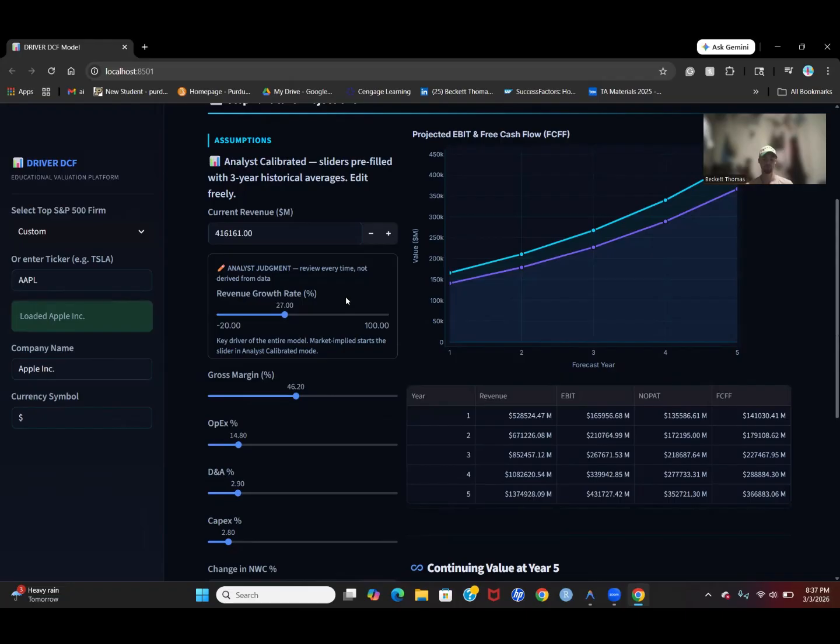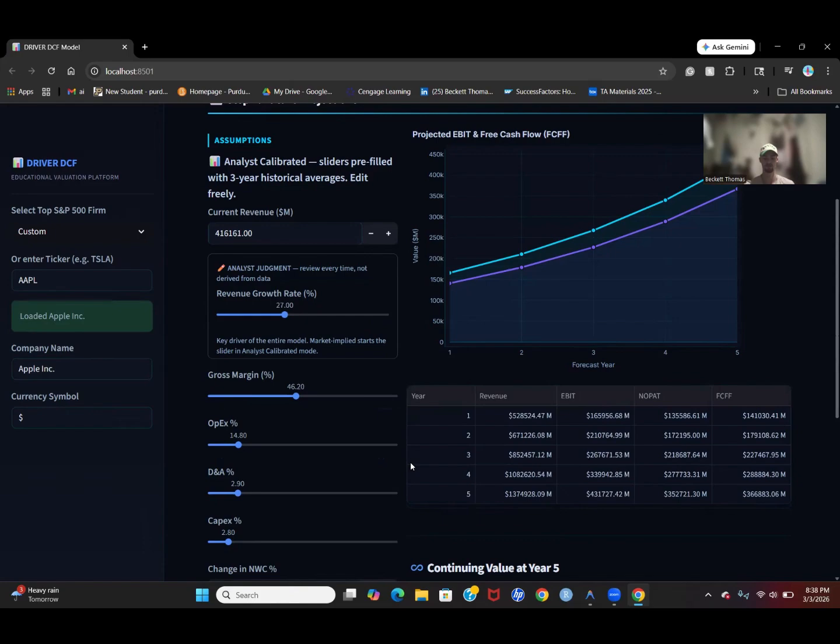Our gross margin. Apple runs at about 46.2% gross margin historically. This is high for a hardware company or a technology company because of their services revenue mix. Our operating expenditures. This captures SG&A and research and development as a percentage of revenue. Combined with gross margin, this gives us our EBIT.